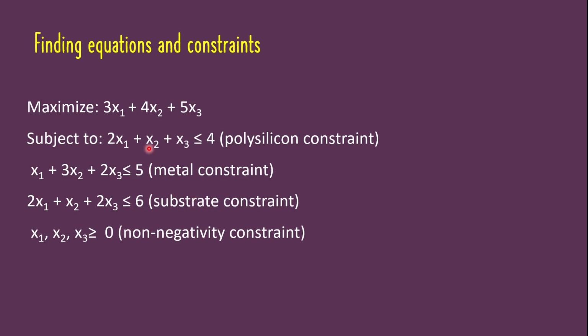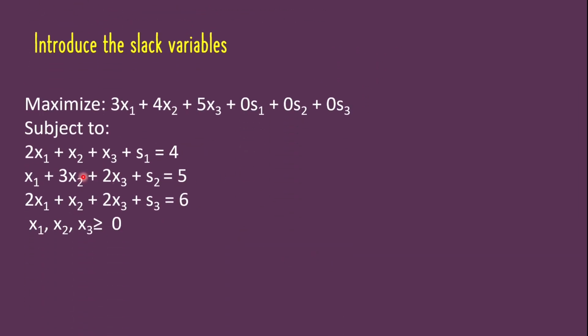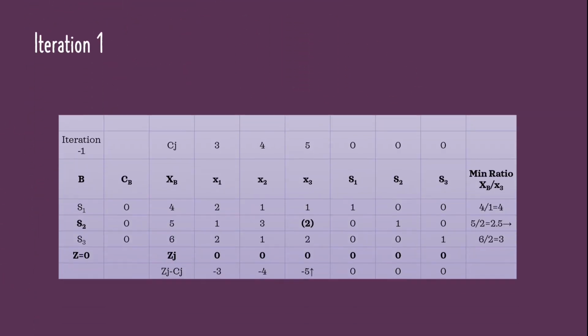Now we need to remove these inequalities. To remove these inequalities, we need to introduce slack variables in the equations. The slack variables are S1, S2, and S3. Our next step is to write the iteration tables. These are the basic variables, these are the total variables, and this is the minimum ratio, normally denoted with theta.